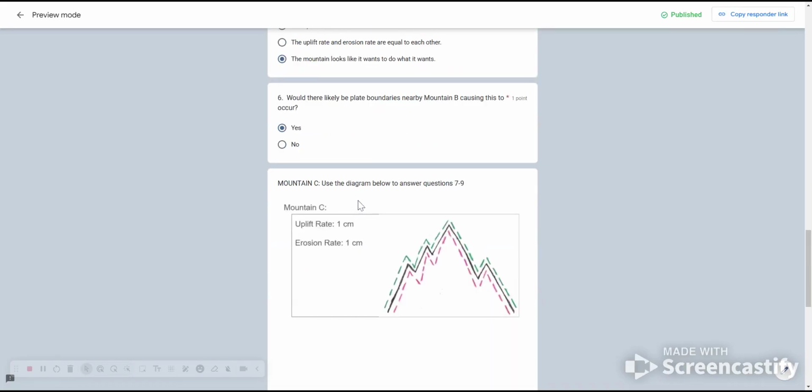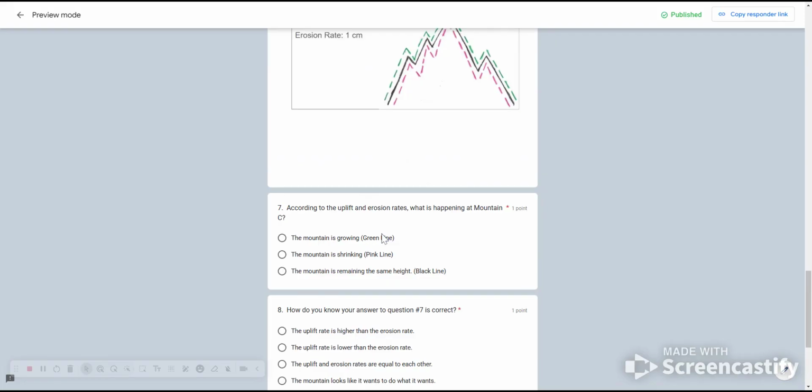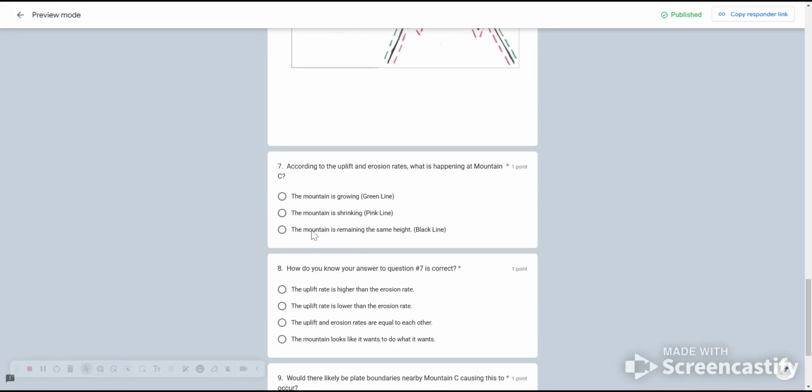All right, here we go, Mountain C. We're going to use this diagram once again to answer questions 7 through 9. Mountain C, the uplift rate is 1 centimeter, erosion rate is 1 centimeter. Number 7, according to the uplift rate and erosion rates, what is happening in Mountain C? The mountain is growing, green line. The mountain is shrinking, pink line. Or the mountain is remaining the same, black line.